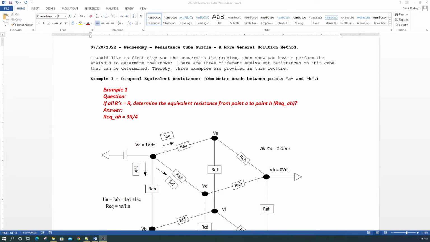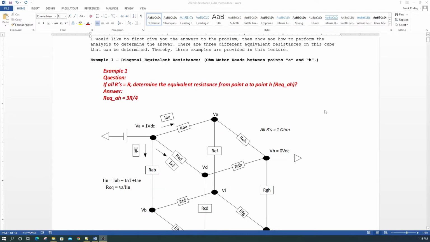So I would first like to give you the answers to the problem, then show you how to perform the analysis to determine the answer. There are three different equivalent resistances on this cube that can be determined. Thereby, three examples are provided in this lecture. So this is example one.